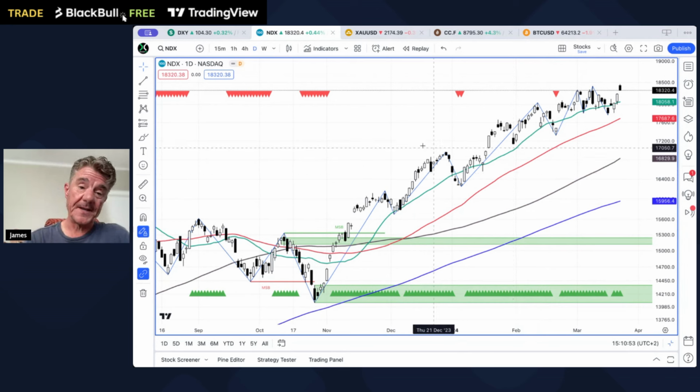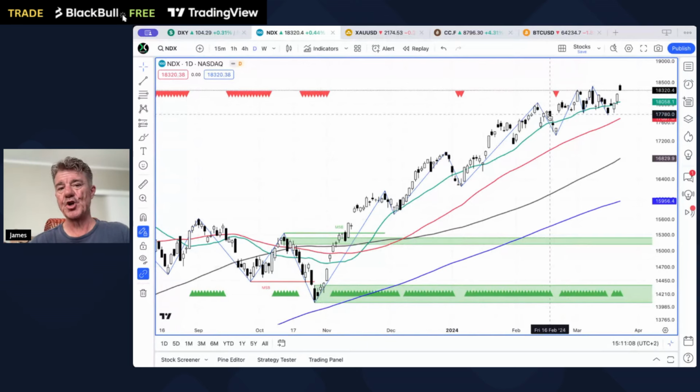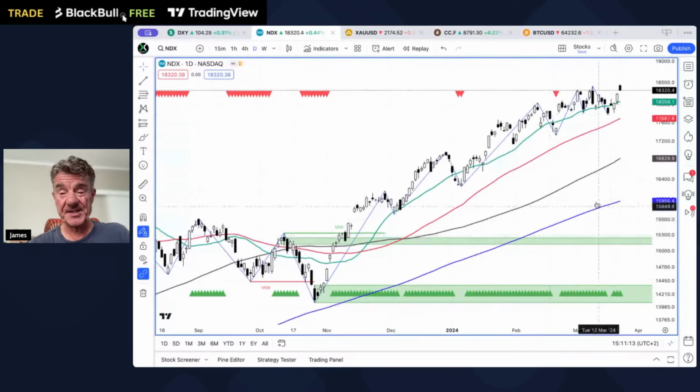But I can't figure out how to get these indicators ready for everyone else in the general public. It stays up for a day and then it gets taken down. I don't know why. But basically, this is triggered by two daily closes above the 20 period moving average, simple 20 period moving average, or two daily closes below. It's as simple as that.